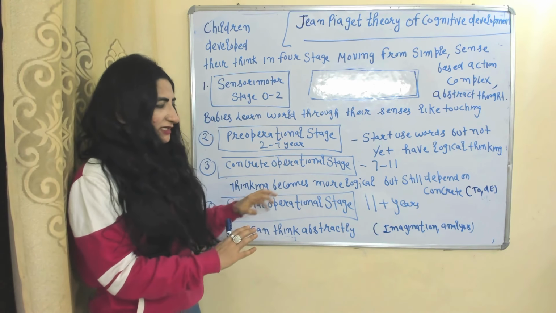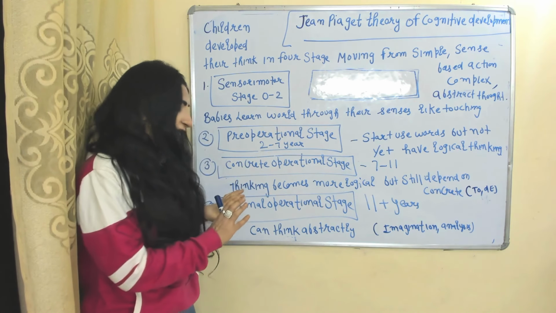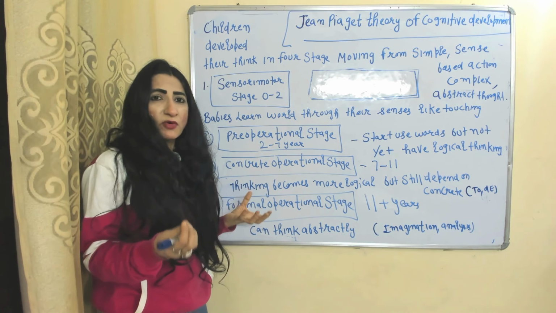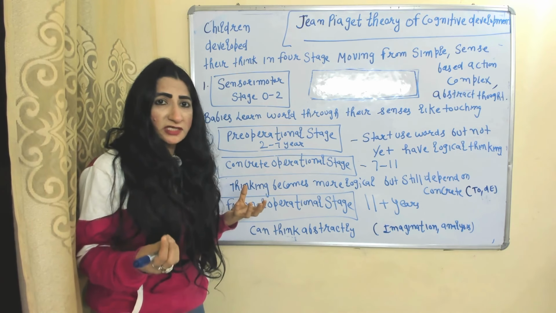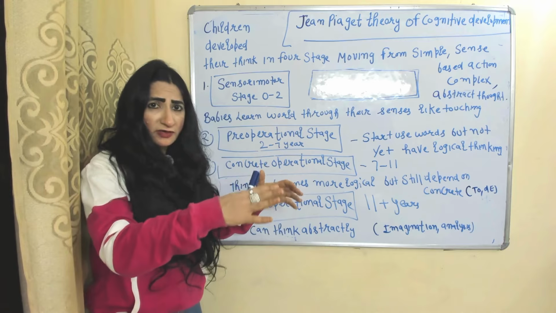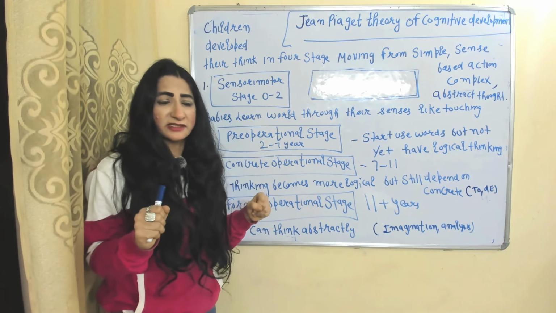Formal operational stage, this stage belongs to children of 11 plus years. Here the thinking of children becomes more abstract. That means children can think about those things which they are not directly observing. For example, they can imagine, they can analyze things.